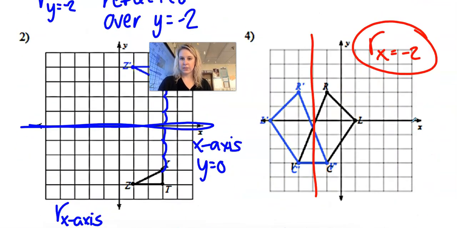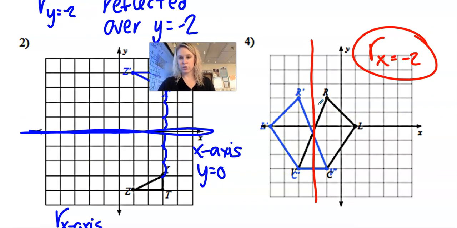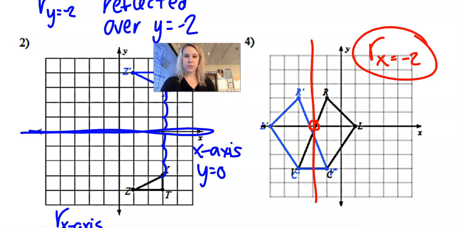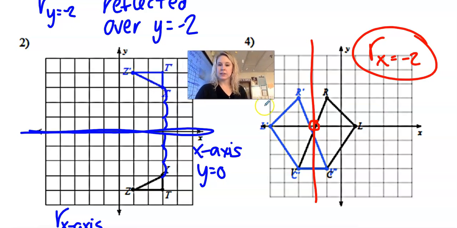Okay? And then over here, we got a little different one. We got a vertical line, and that hit the x-axis at a negative 2, and so that's why I did little r, negative 2, reflected over the line x equals negative 2. Okay? So that is how you find the line of symmetry and how you write a rule for reflections.